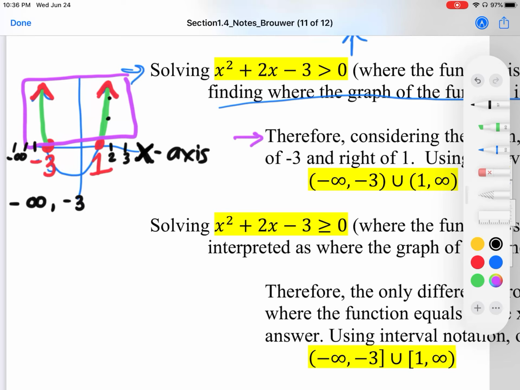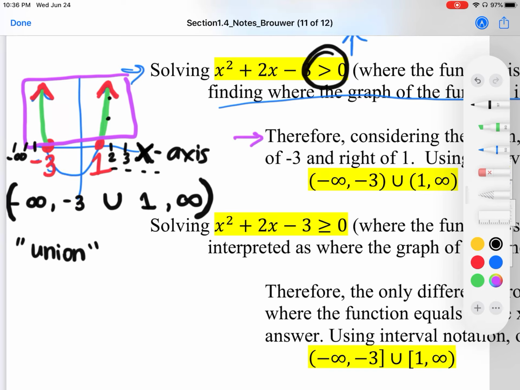To write these numbers, because we're focusing on the x-axis, it would be from negative infinity to -3. Whenever there's a break, we write a U. It's a union. That's what that notation is called. And it continues from 1 all the way to numbers like 2, 3, 4, 5, forever, right? So infinity. Now, infinities, when writing interval notation, always have parentheses. Now I need to think about my -3 and my 1. Because my inequality had a greater than without an equal, we'll also use parentheses. And that's how this answer came to be.